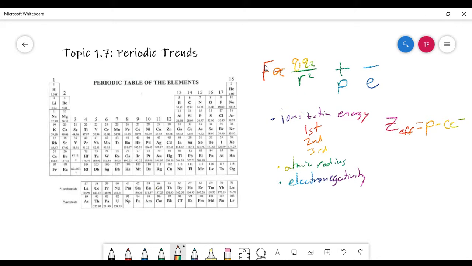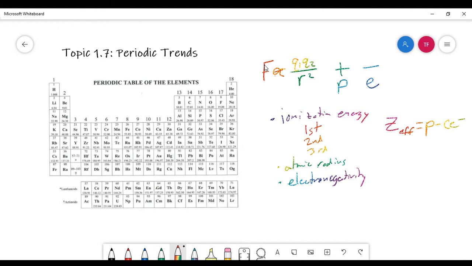So the core electrons stay the same as you go across a period, but the number of protons increases as you go across a period. So this one has 11 protons, 12 protons, 13 protons, 14, 15, 16, 17, 18. So as you go across a period, there is a higher effective charge because there are more protons, but the same number of core electrons. And so what this means is there's more pull from the nucleus on those valence electrons. So sodium has an effective charge of 1, magnesium has an effective charge of 2, aluminum has an effective charge of 3, 4, 5, 6, 7, 8.